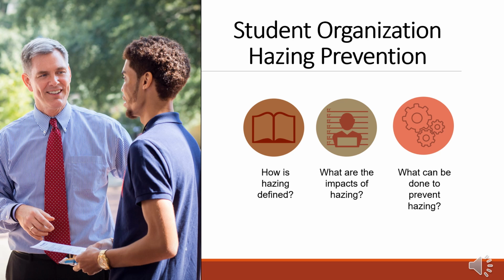There are three main areas we're going to cover to help you as a student organization leader. We'll start with how hazing is defined at the University of South Carolina, after which we'll discuss the negative impacts of hazing, and lastly we'll cover strategies to address hazing that may be currently taking place and what organizations can do to reduce the possibility that hazing could occur.